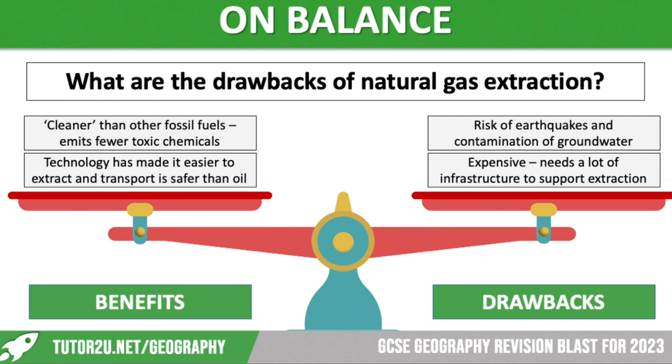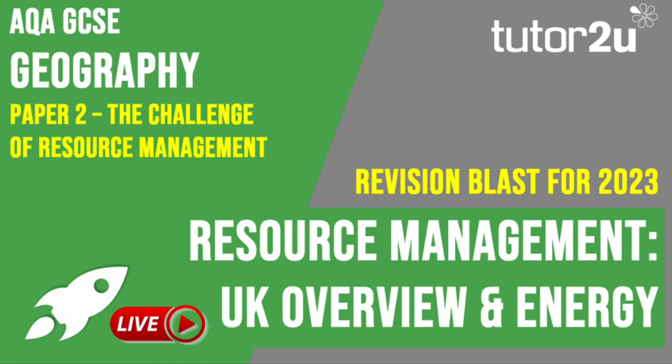Fracking itself is expensive to do, but the infrastructure that supports natural gas extraction is very costly, particularly building and maintaining pipelines. And although it does have fewer toxic chemicals than other fossil fuels, it still does emit greenhouse gas emissions, so therefore it does contribute to climate change, even though it might not be as much as traditional fossil fuels.